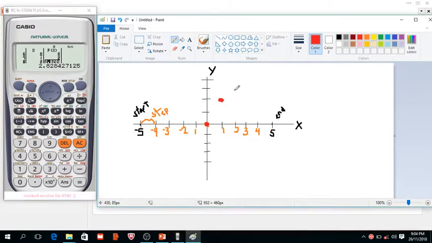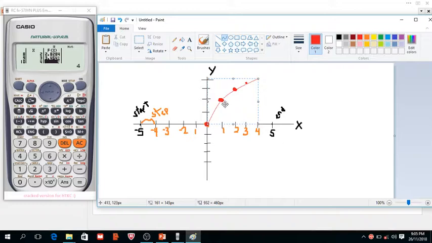Then at 3, we have 3.46. It's almost 4. And at 4, we have 4. So we can now draw the curve, decreasing this one. So we have now a curve.